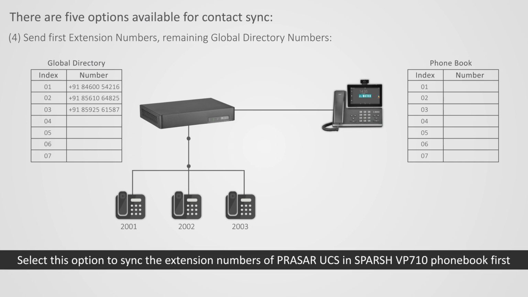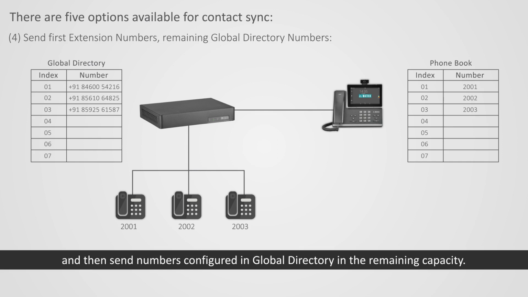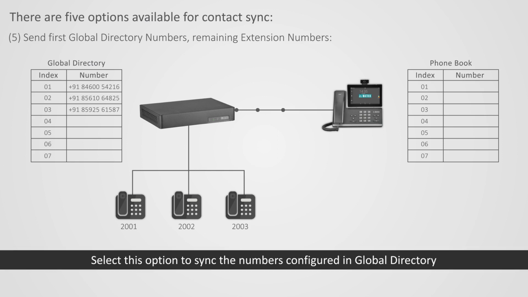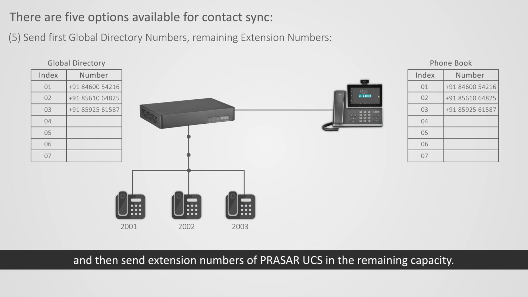Fourth, send first extension numbers, remaining global directory numbers. Select this option to sync the extension numbers of PRASAR UCS in SPARSH VP710 phone book first and then send numbers configured in global directory in the remaining capacity. Fifth, send first global directory numbers, remaining extension numbers. Select this option to sync the numbers configured in global directory in the phone book of SPARSH VP710 first and then send extension numbers of PRASAR UCS in the remaining capacity.